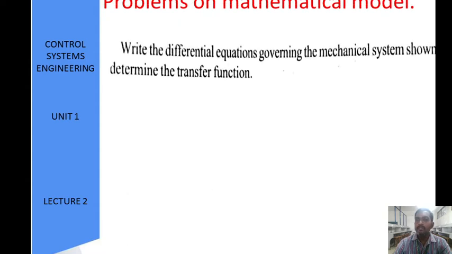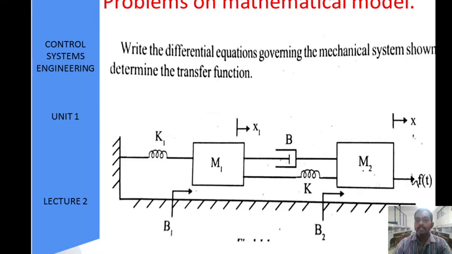So first of all we'll check one problem: write the differential equation governing the mechanical system below and determine the transfer function. In order to find the transfer function, we need to find the differential equations first. See here, we have two mass elements, m1 and m2, and force is applied to m2 only, but not to m1. So in order to obtain the transfer function, we need to draw the free body diagram and find the differential equations. After that we'll see what the procedure will be.